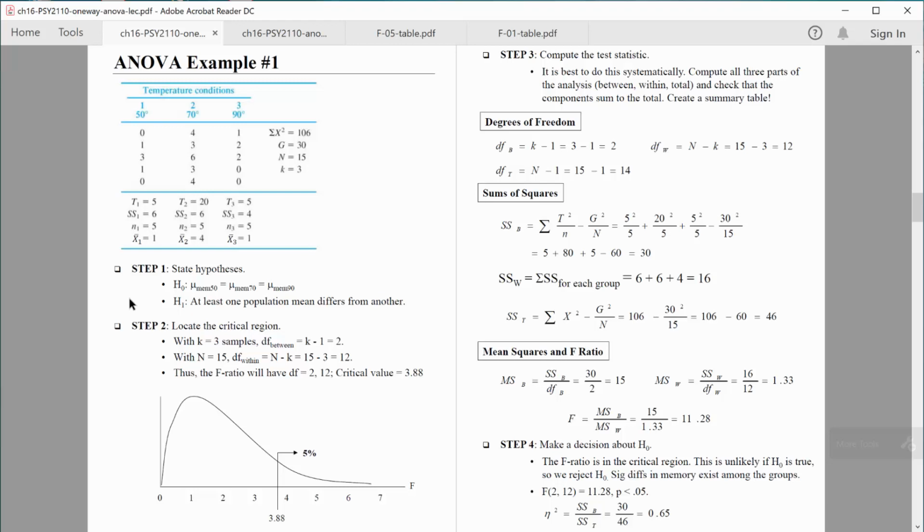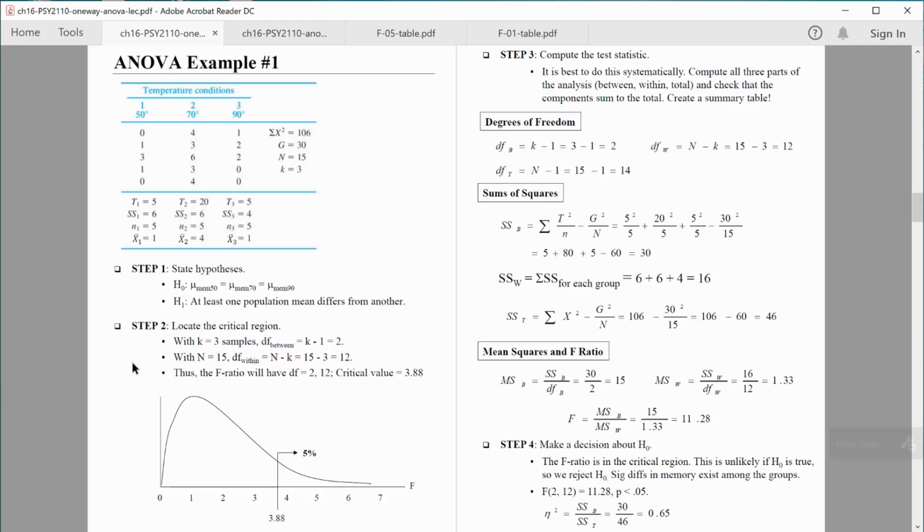The alternative hypothesis is simply at least one population mean differs from another. If we find a statistically significant result, we would find that at least one group differs from another group. And then later on, if that's what we find, we'll learn how to do post-tests to figure out which groups differ from other groups. All right, that was step one. Let's move on to step two.